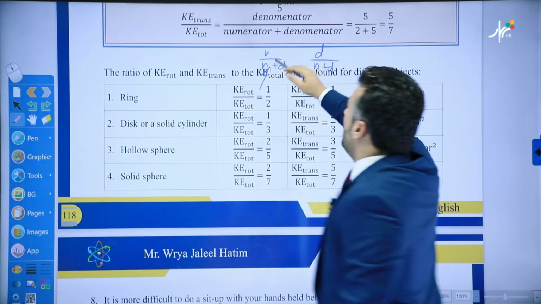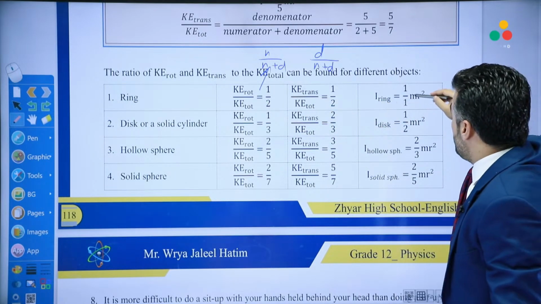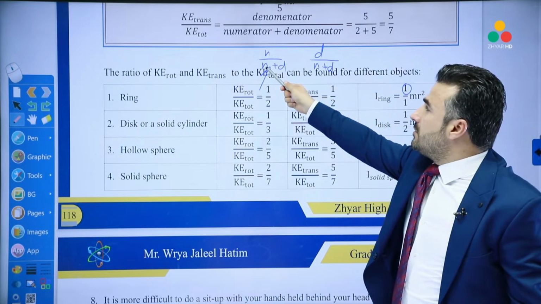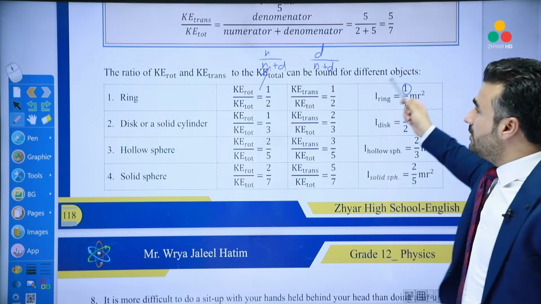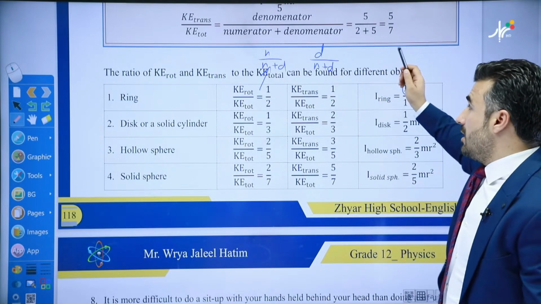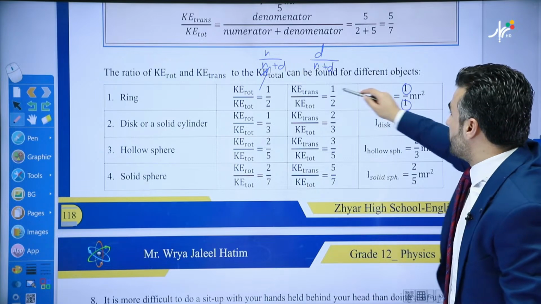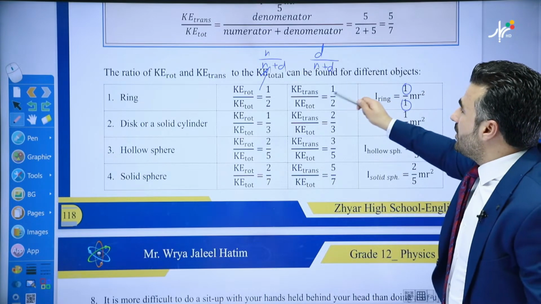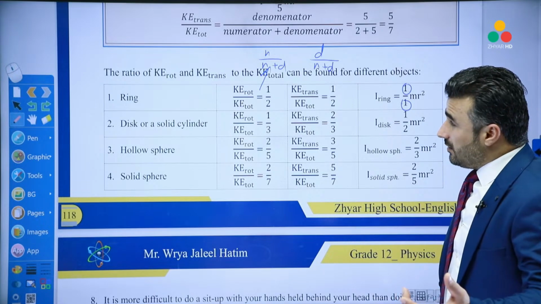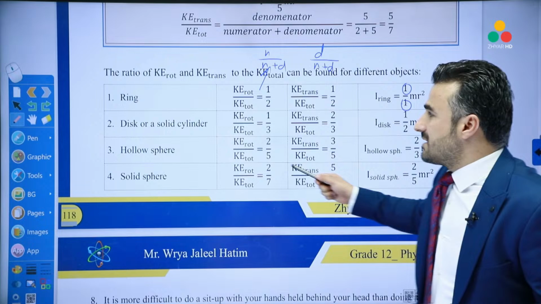So take a look here. For rotational to the total, the numerator is 1, divided by numerator plus denominator. So 1 over 2, 1 plus 1 is going to be 2, yeah? What about for translational? We'll do the opposite. You can see the denominator is 1, so 1 over numerator plus denominator, that is 1 plus 1, 2. Now, it is more obvious with other shapes, yeah? For example, disc or solid cylinder, yeah?